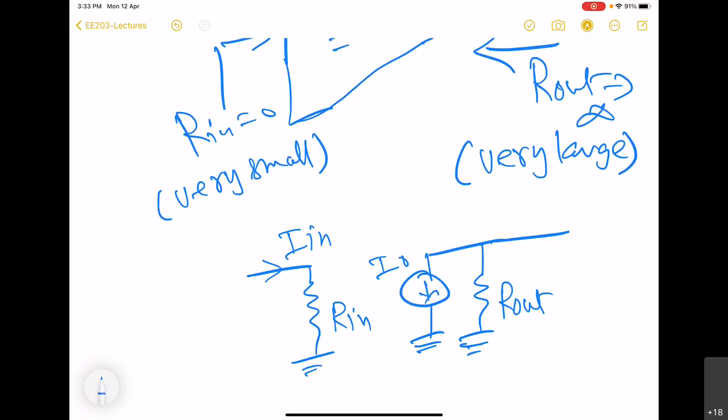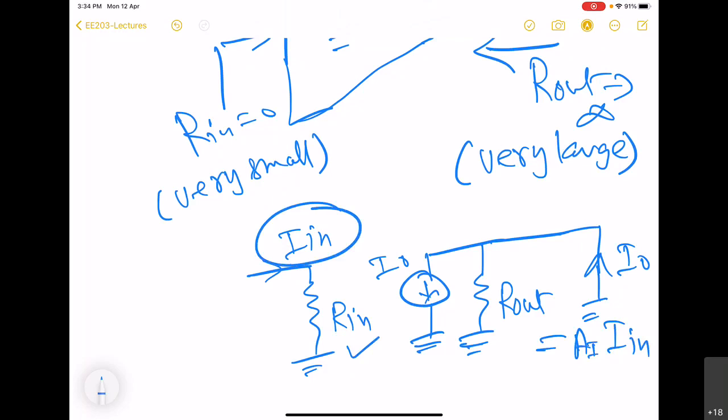So even with this large Rout, you can see that the short circuit current is always going to be Io, given by Ai times Iin. But now the presence of this Rin will actually affect how much of the input current flows into it, because in general you can see that it will be excited by a source. So here you can see that now Rin will get affected by the value of the input resistance.